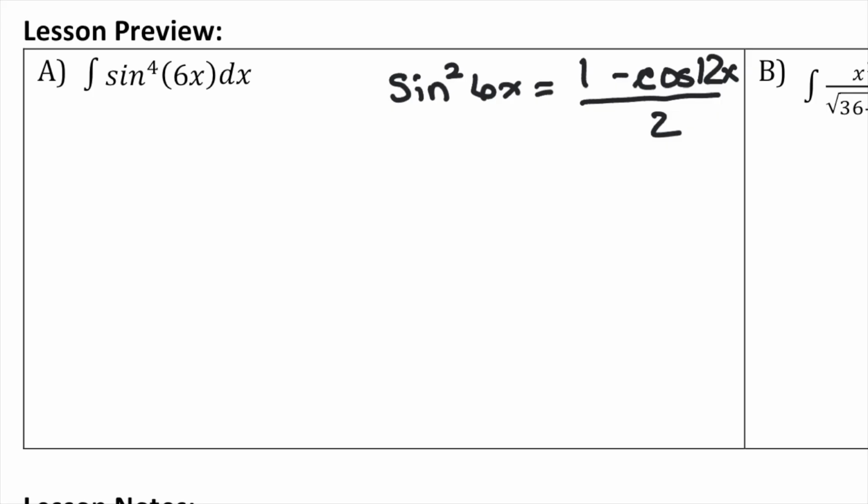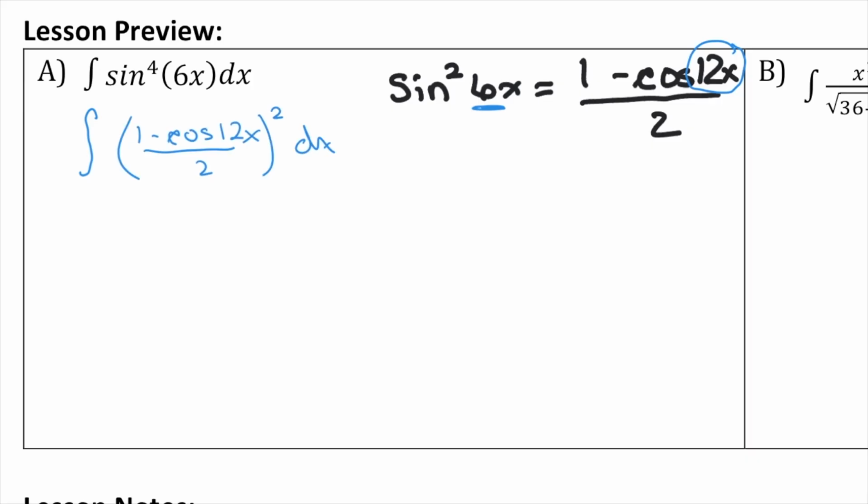For our first question, did you use the trig identity sine squared 6x is equal to 1 minus cosine 12x divided by 2? Remember, you had to double that angle because of the way our identity works. Afterwards, you're going to rewrite your problem as 1 minus your cosine 12x divided by 2. That will all be squared.